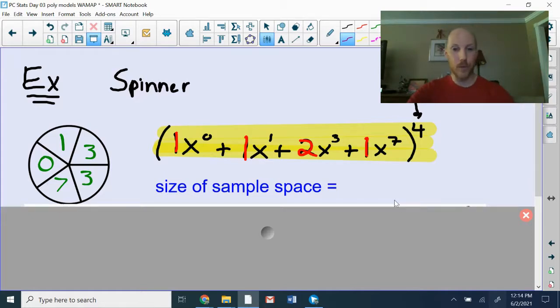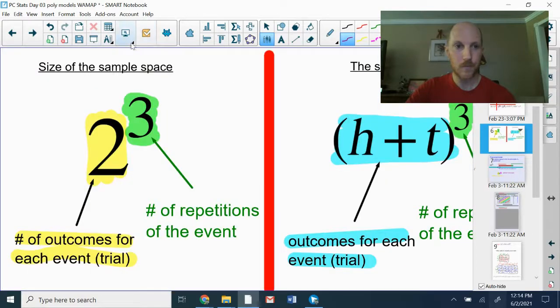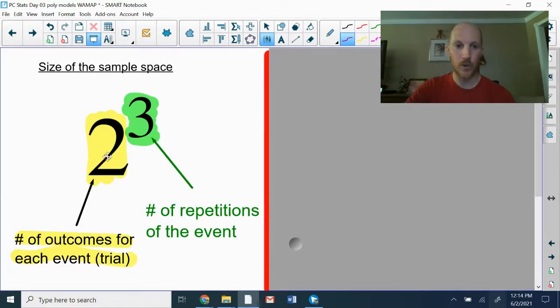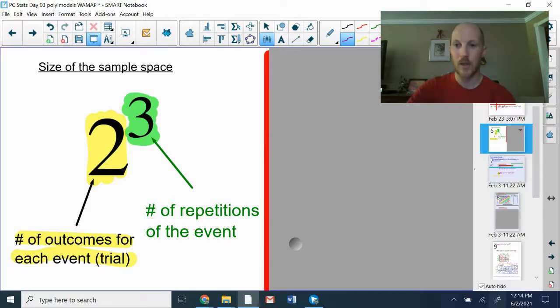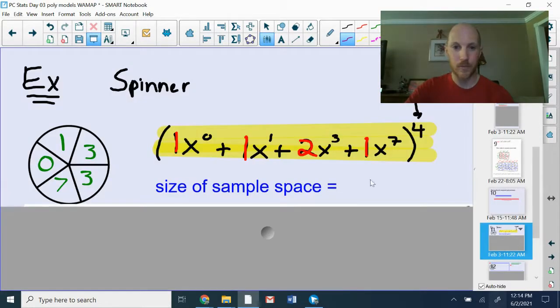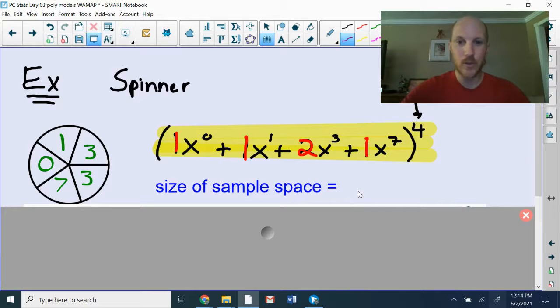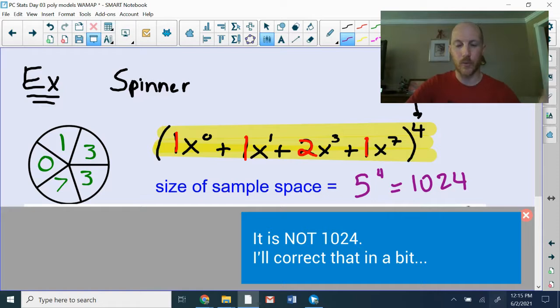Okay, before we go any further, let's calculate the size of the sample space. So I don't need that polynomial model. If I'm going to find the size of the sample space, I just need to know the number of outcomes as the base and not have a polynomial to describe the outcomes. So how many spaces are on that wheel of fish? 1, 2, 3, 4, 5. And I'm still doing 4 spins, so 5 to the power of 4, which is some large number, I think 1024.